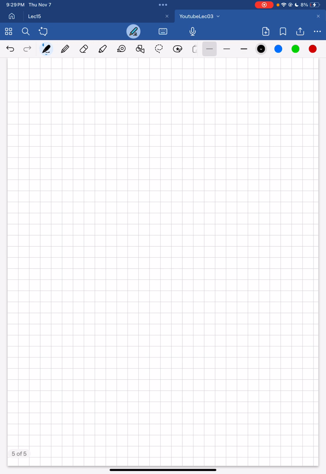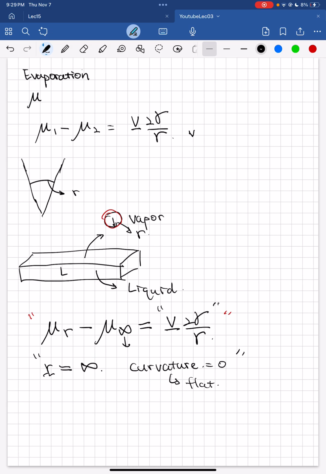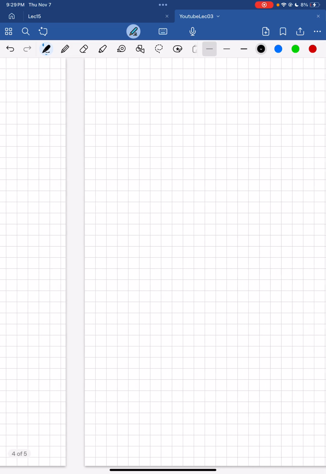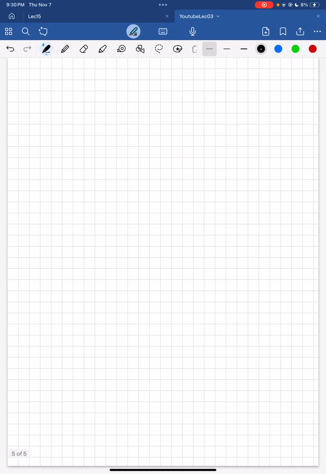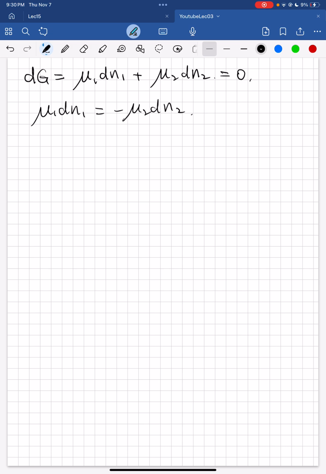All right. Now, we'll talk about how the vapor phase chemical potential change is derived. Okay, so when you think about the situation, from the equation dG equals mu 1 dn1 plus mu 2 dn2, and when it is equilibrium, this becomes 0, right? Then mu 1 dn1 equals minus mu 2 dn2. And since dn1 equals minus dn2, mu 1 equals mu 2 when two phases are in equilibrium.